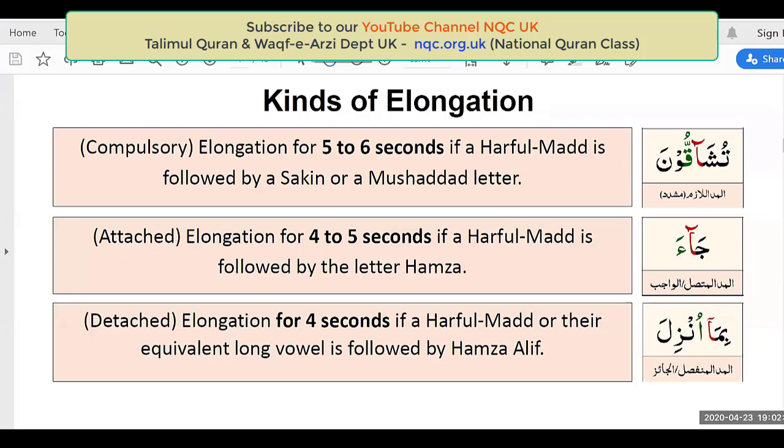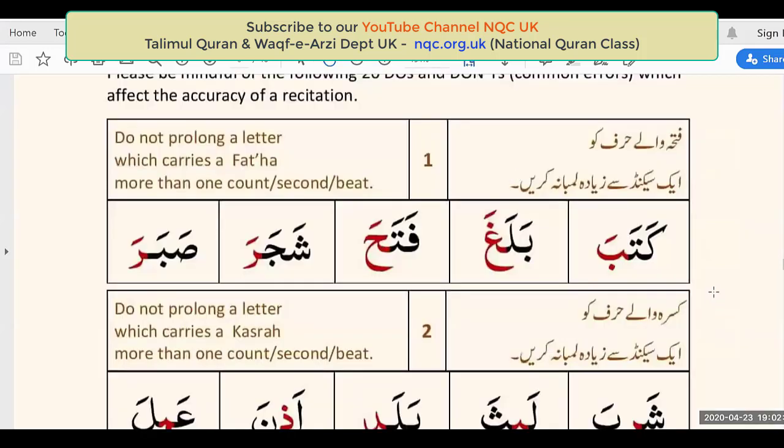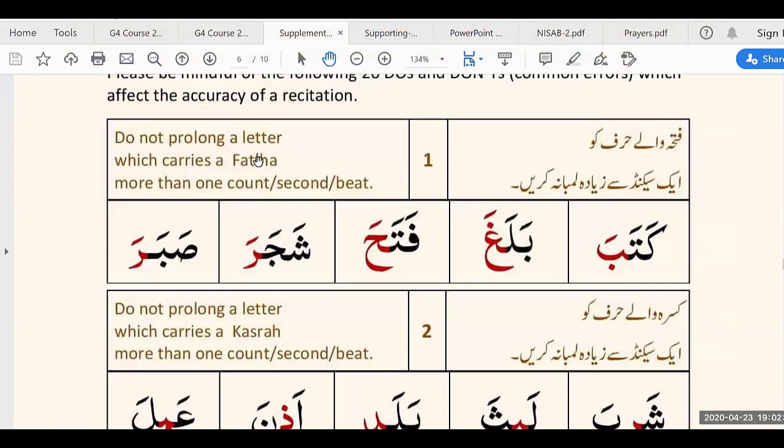So before I go into today's lesson, we will quickly recap the 12 common errors which we have covered in the previous lessons. So the first common error which we covered was about fatha, and the rule is to not prolong a letter which carries a fatha stroke more than one count, second, or beat. So as you can see in these examples, each letter is carrying a fatha stroke, so it shouldn't be longer than 1 second, kataba, and each letter will be equally prolonged for 1 second.